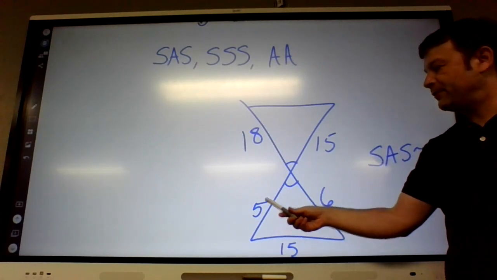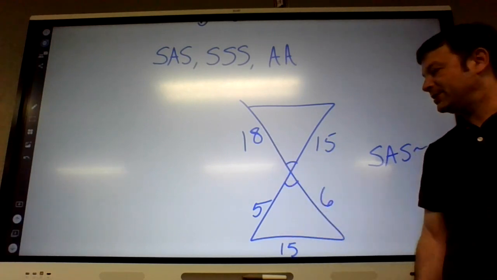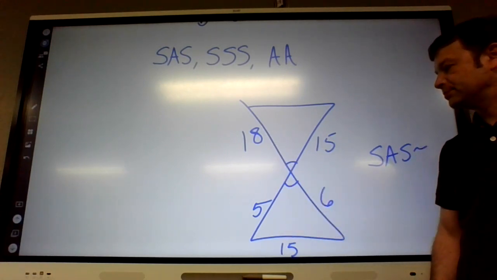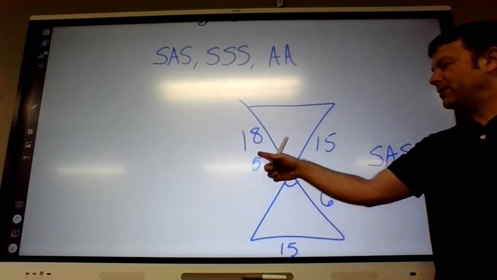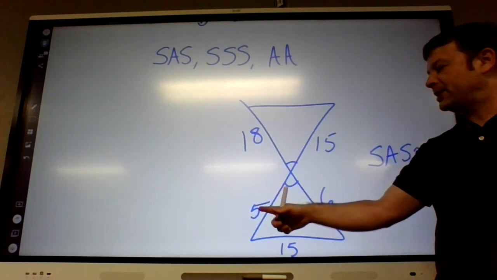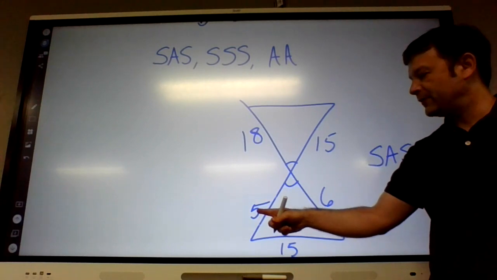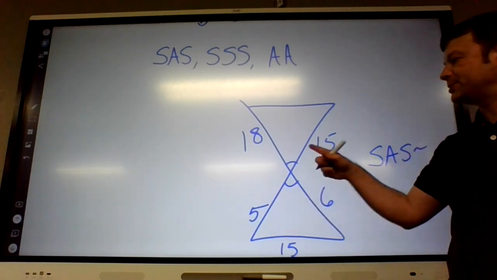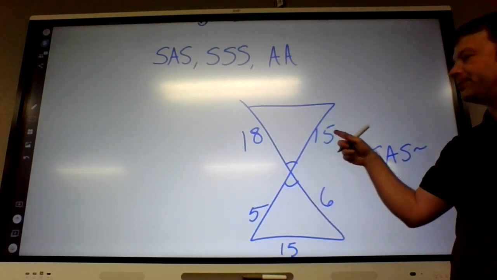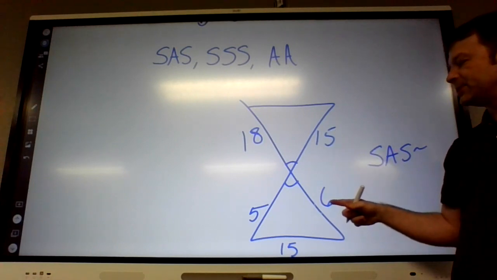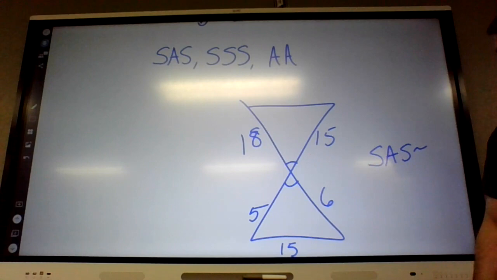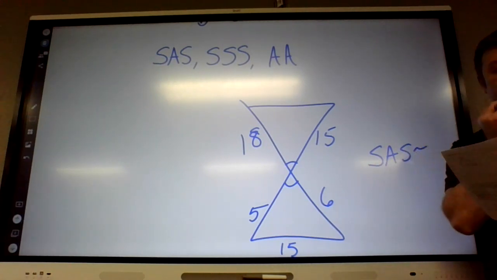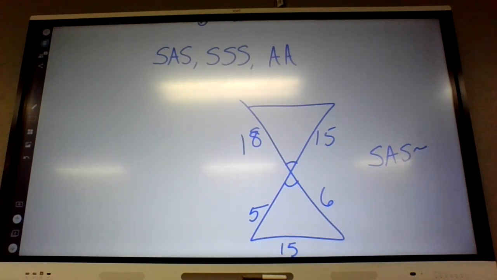Why did I do 5 with 15 instead of 5 with 18? Because that wouldn't work. It's twisted, but I can tell because if this is the small one up here, if they are similar, it should match the small one up there. Does that make sense? So this bigger one should go with this bigger one. So anyway, yeah, side angle side. We're not gonna do a whole proof.